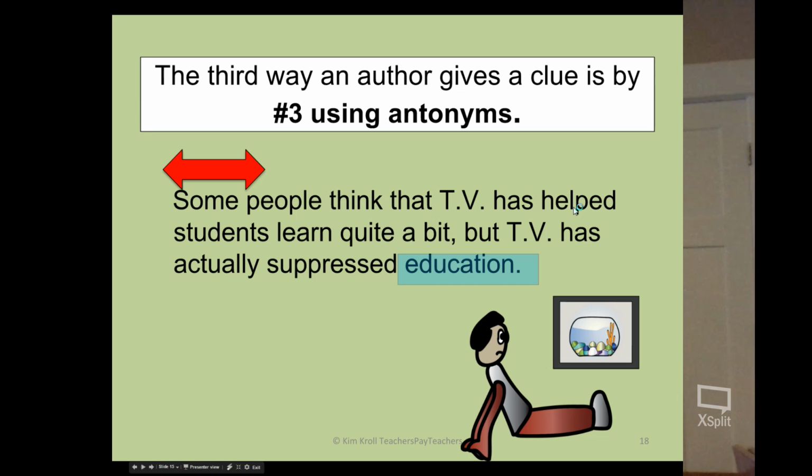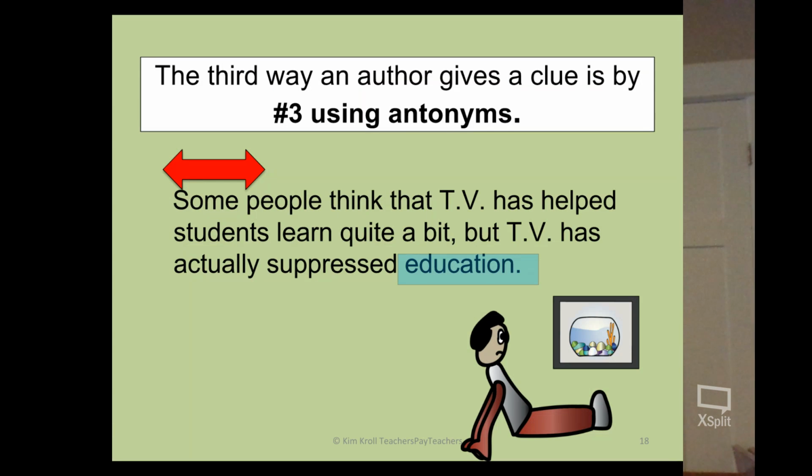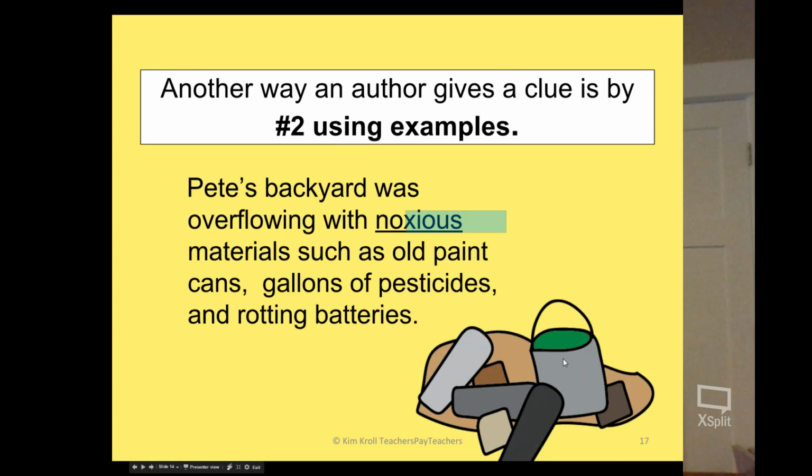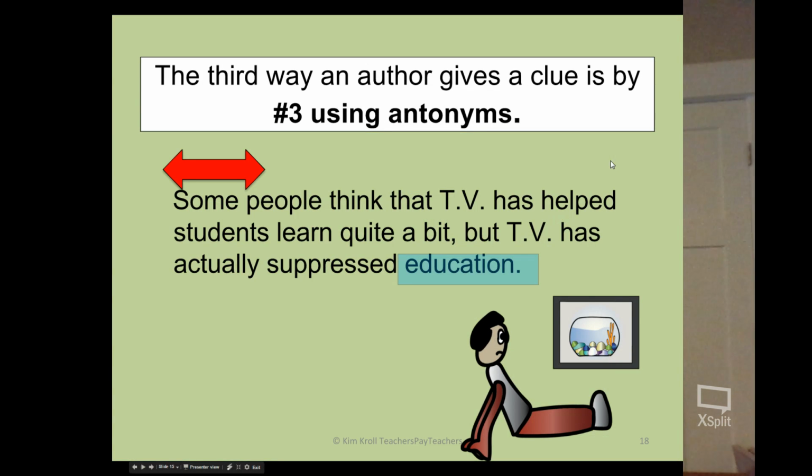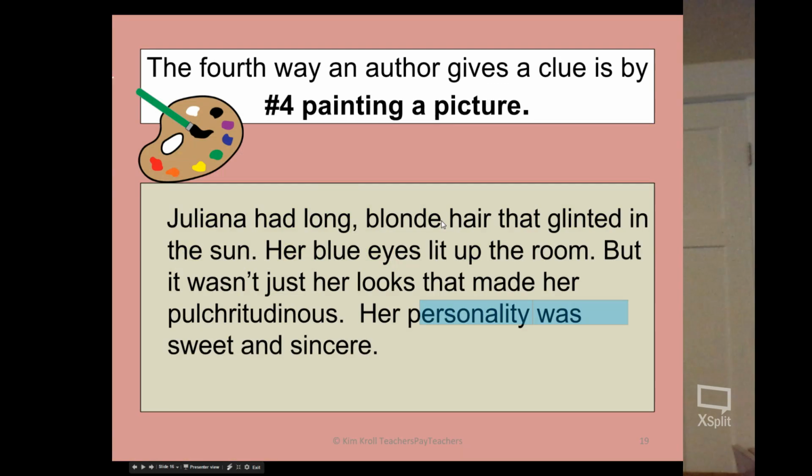The third way an author gives us a clue is by using antonyms. Does everybody know what antonyms are? They're the opposite of synonyms. Some people think that TV has helped students learn quite a bit, but TV has actually suppressed education. Okay, so it's giving us an antonym where some people think that TV has helped, but TV has actually suppressed education. So we're using this opposite, flipping it on its head and telling us what it actually is not doing.